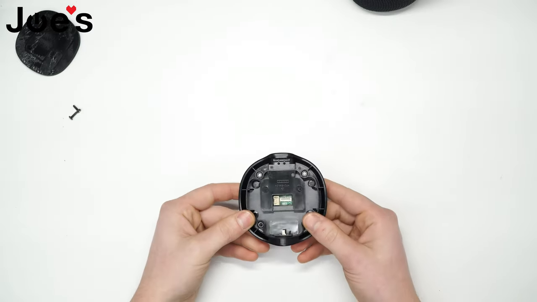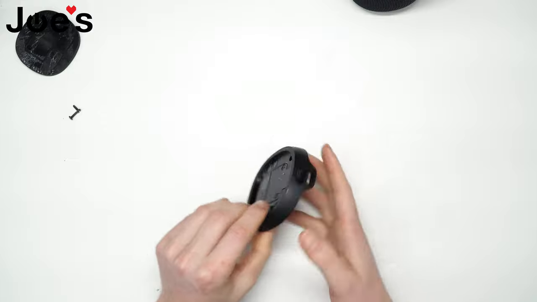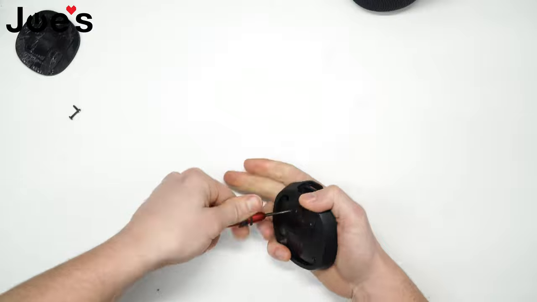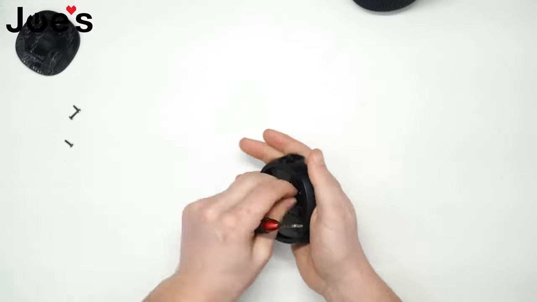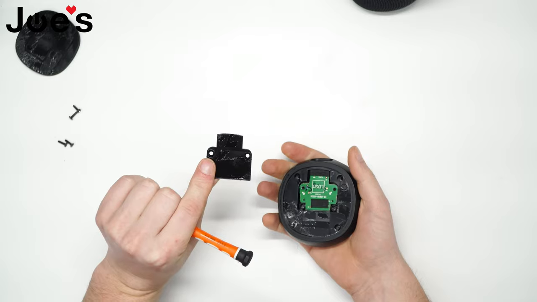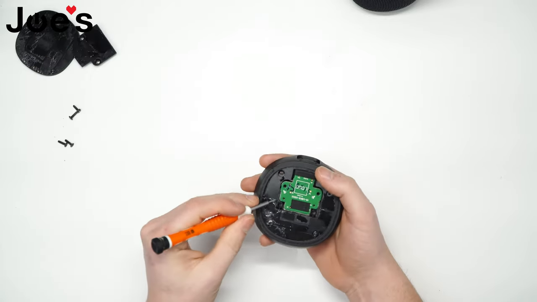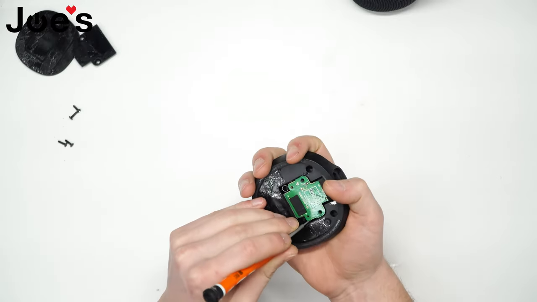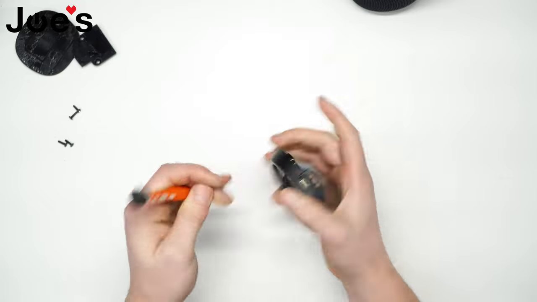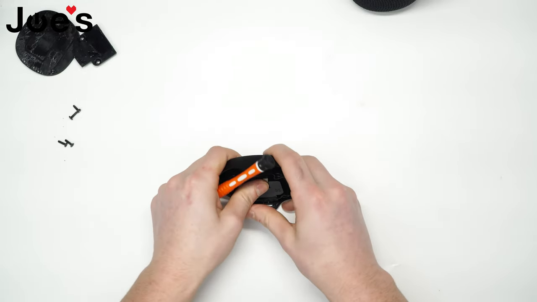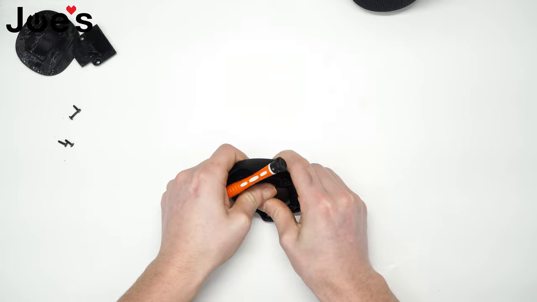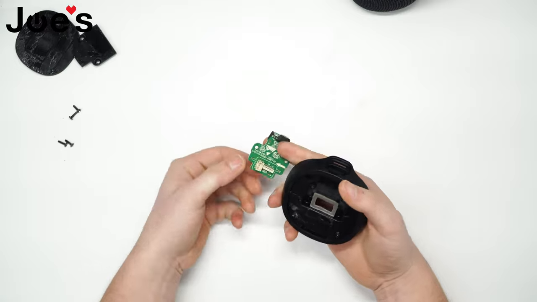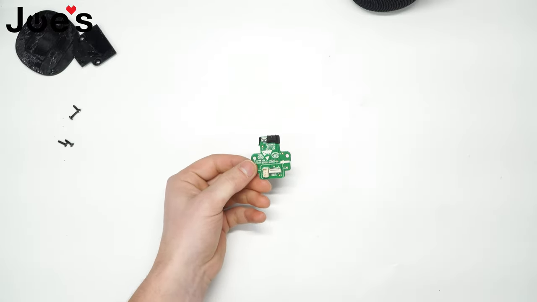And here's what we're working with now. Here's the board. Let's unscrew the two cover screws. Now once we pry the lid open, we can pull this charger port out. Now you can push it from the bottom side, like so. And here's the charger port.